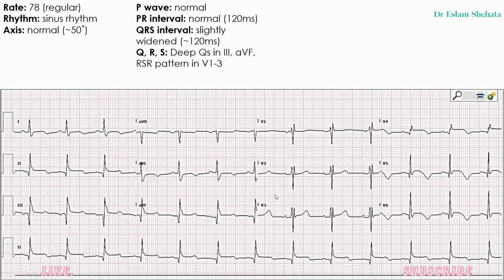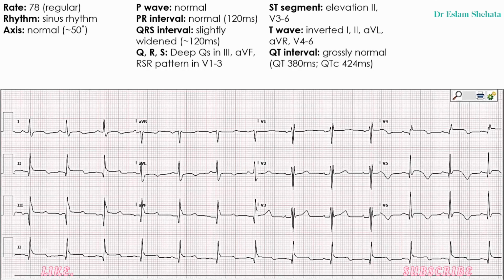We've also got the RSR pattern in V1, V2, V3. So that's an abnormal shape, and with this abnormal shape it's a bit difficult to assess the R wave progression. Looking at the ST segments, we've got ST segment elevation in leads 2 and V3 through to V6. There are abnormal T waves with T wave inversion in lead 1, lead 2, AVR, and V4, 5, and 6.